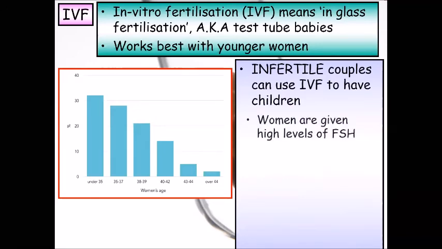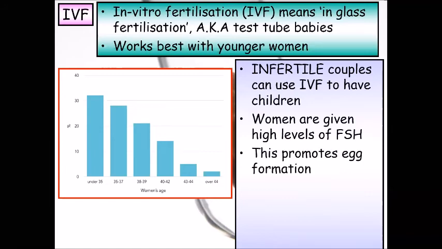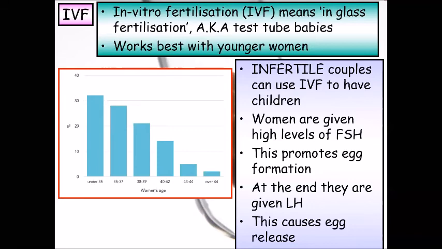The woman is first given an injection of follicle stimulating hormone. This causes lots of eggs to be matured in the ovaries. You want more than one egg to be released. Then the woman is given an injection of luteinizing hormone, which causes all the eggs that have matured to be released, and they are then collected from the woman.